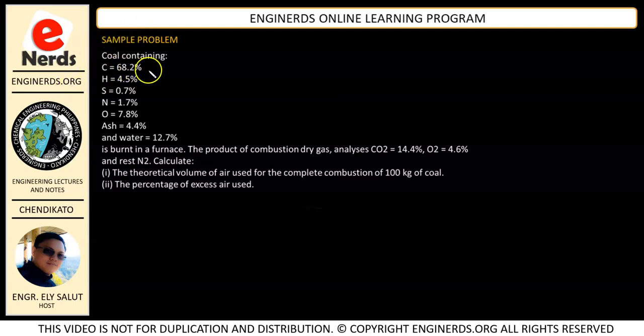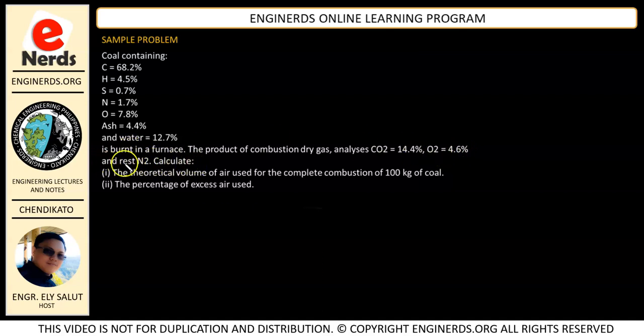So we have here a coal containing 68.2% carbon, 4.5% hydrogen, 0.7% sulfur, 1.7% nitrogen, 7.8% oxygen, 4.4% ash, and 12.7% water. And we burn this in a furnace. The product of combustion, a dry gas analysis, we have CO2, which is 14.4%. We have an oxygen, which is 4.6%, and the rest is nitrogen.